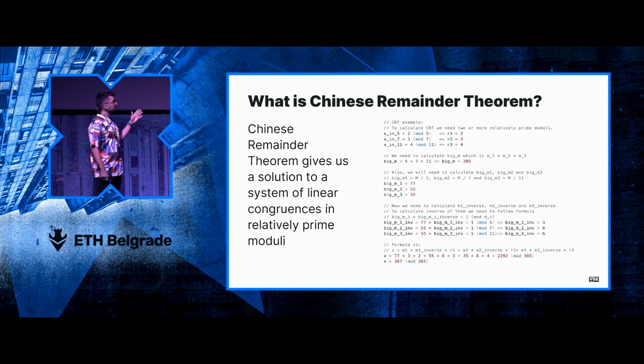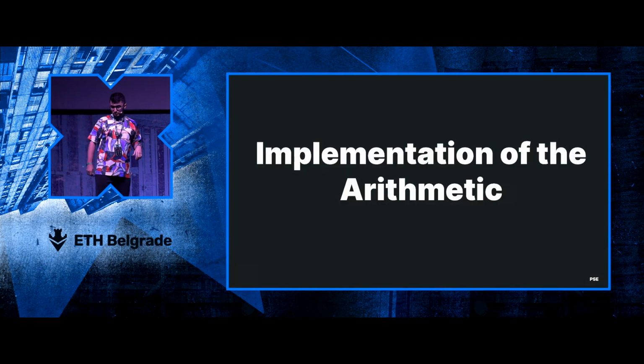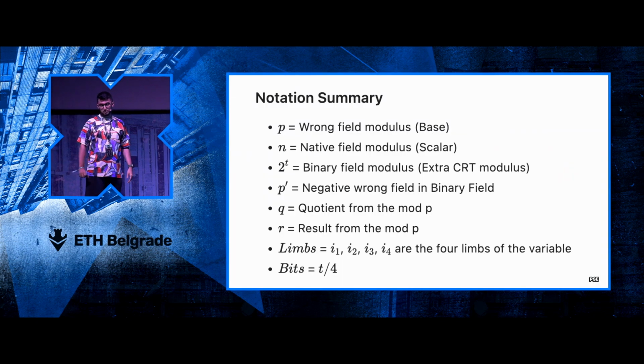We will use the wrong field and the native field, two different moduli, and we can use this theorem to check the constraint that the wrong field number is satisfying inside the native field. This is the start of the mathematical part, and we will implement the algorithm basically to show you how we do that.